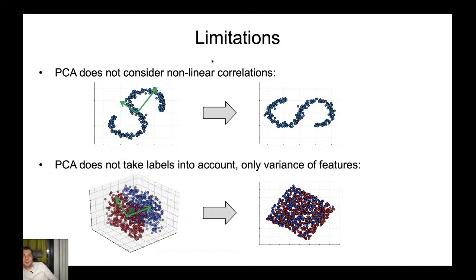Because autoencoders make nonlinear projections, you will be able to learn with autoencoders a nonlinear manifold. So the data points will be projected on this nonlinear manifold, and the manifold can go along the S like this.